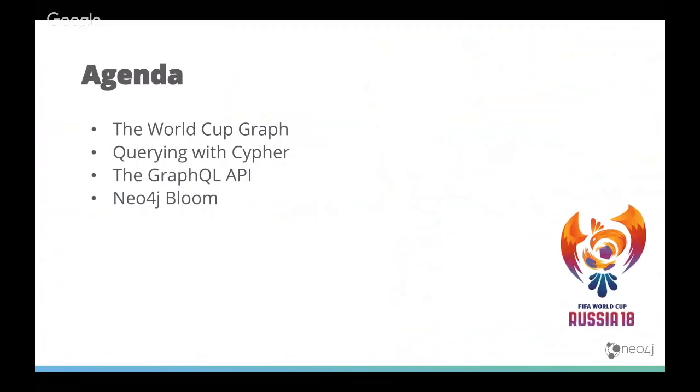This is the structure of how we're going to do it. We're going to start off with just explaining this World Cup graph. We'll go through the model a bit, so you have an idea of what this data set is and what you can actually do with it. Then we're going to have a look at how to explore it with each of the three options. We'll start with just doing Cypher directly, so we'll go to Neo4j Browser and do some stuff there. Then we'll go to GraphQL, and finally we'll have a look at what we can do with Neo4j Bloom.